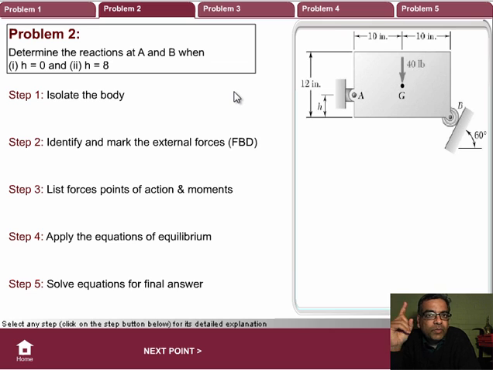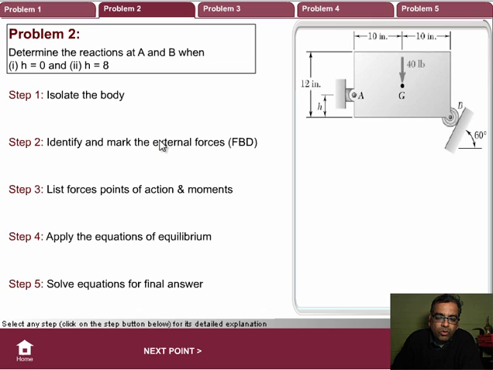The steps are very simple. First, I have to figure out what my system is and isolate the body. Second, I want to identify and mark the external forces on the free body diagram. You draw these free body diagrams, which means you should know what kind of joint this is and what kind of joint that is, and all that we did in the first week of class. We are looking at that again. Then we are going to create a force table which will list the forces and the points at which they act. Then we are going to apply the equations of equilibrium.